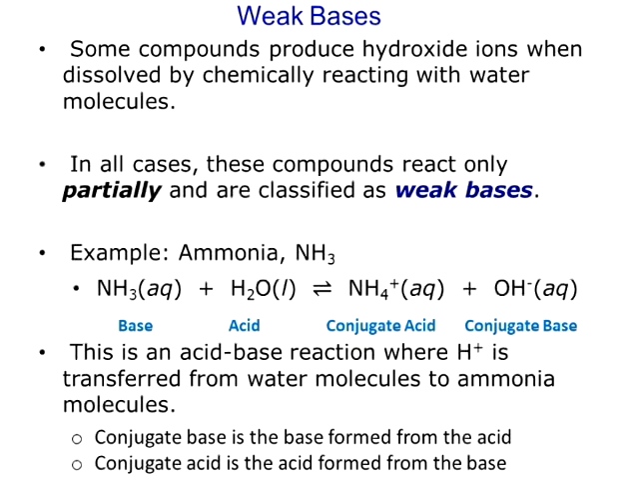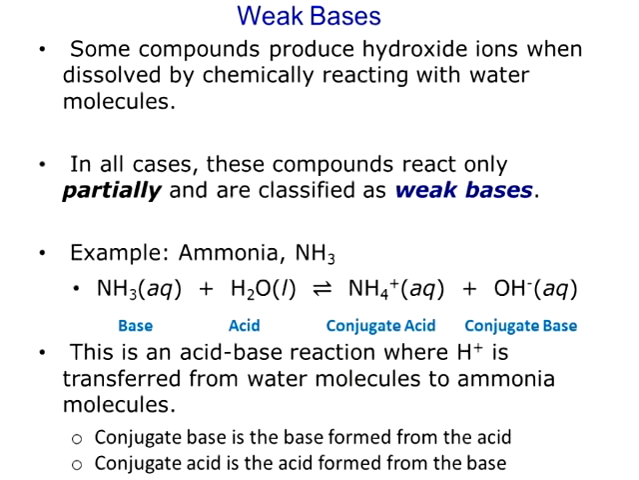Weak bases, similar discussion as we had with the acids. Some compounds produce hydroxide ions when dissolved by chemical reaction with water. In all cases, these compounds react only partially and are classified as weak bases. So when you see an equilibrium arrow, that means it's partially dissociated. A single-headed arrow means it's going to the side of the pointed head arrow.